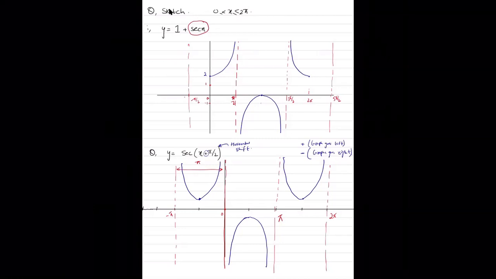Oh, no, I got it. It just shifted 90 degrees to the left. Yeah, and if this was minus pi by 2, then the entire graph would have been shifted 90 degrees towards the right. So the asymptotes would have been at 0 and pi again. Okay?